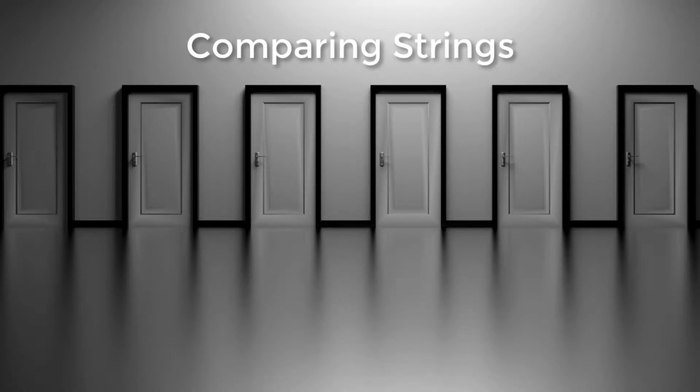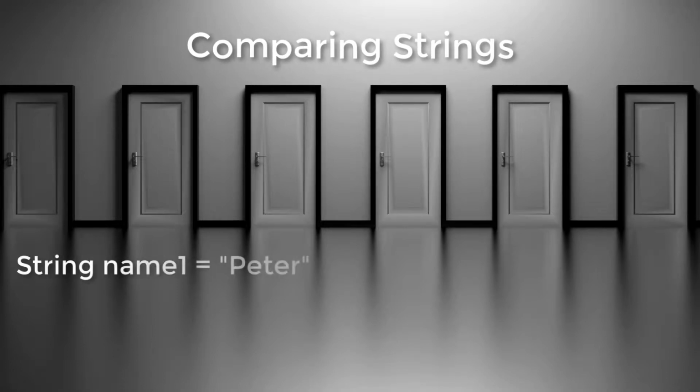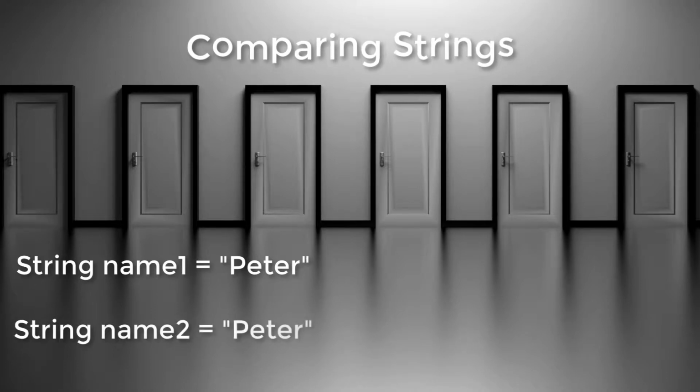We will look at classes and objects in more depth later on. For now, consider the following example. String name1 equals "Peter". String name2 equals "Peter" as well. You can see the spelling for the two is exactly the same. So what happens in memory when we create these two strings or these two objects of text?